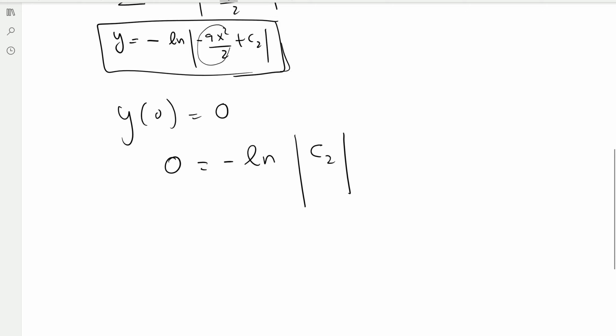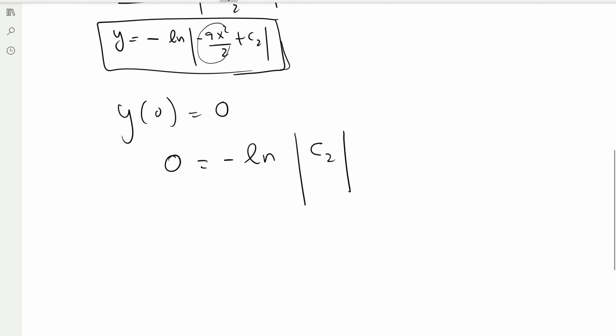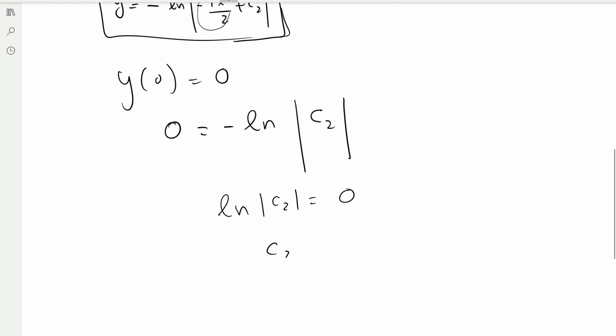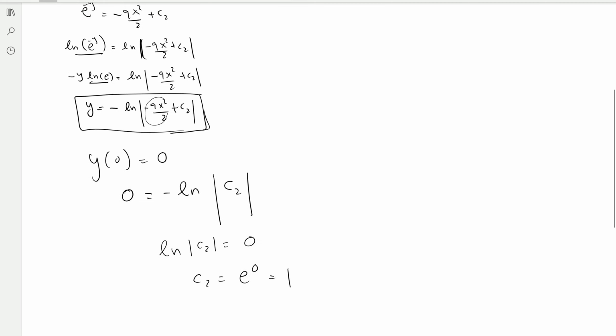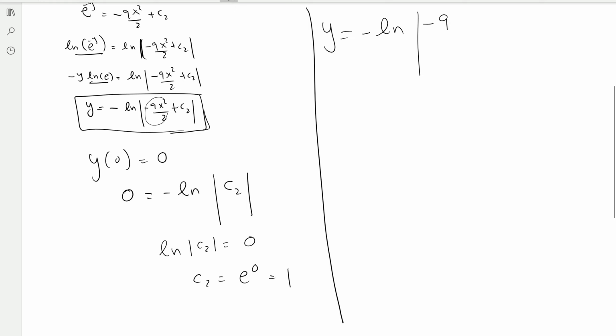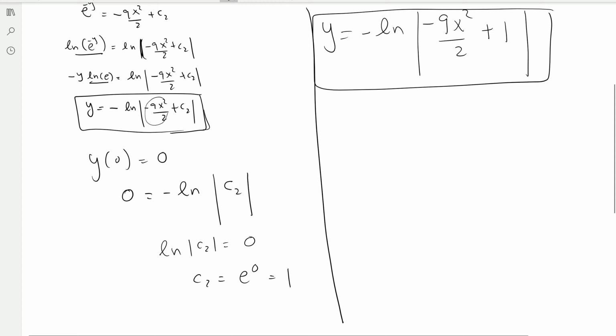Now negative doesn't matter, so what we have is natural log absolute value of c2 is 0. So if we take e, c2 is e to the 0, right, which is 1. So c2 is 1. That was nice. Now the final solution is y equals minus natural log absolute value of 9x square over 2 plus 1. Okay, all right. So this is the final solution.